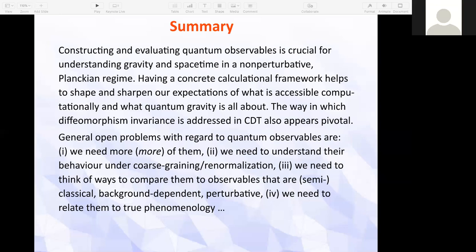But very interestingly, if you try to reduce to the true degrees of freedom, then non-locality typically sneaks in. And I would say in gravity, this looks a bit similar.